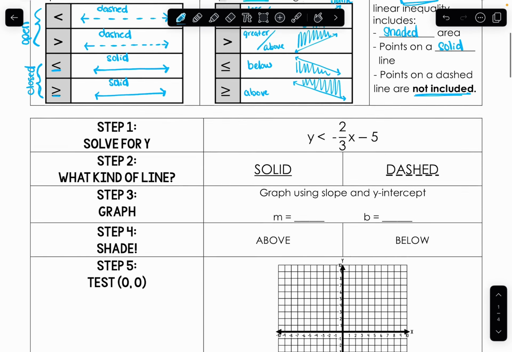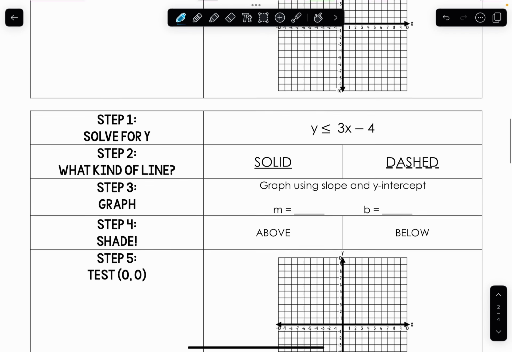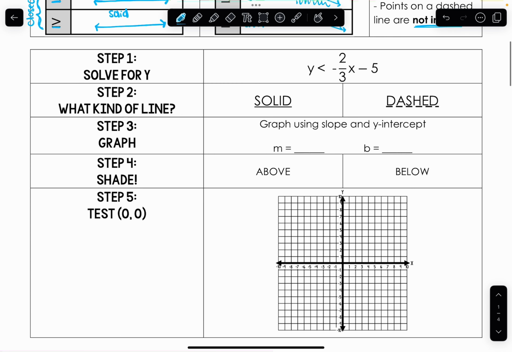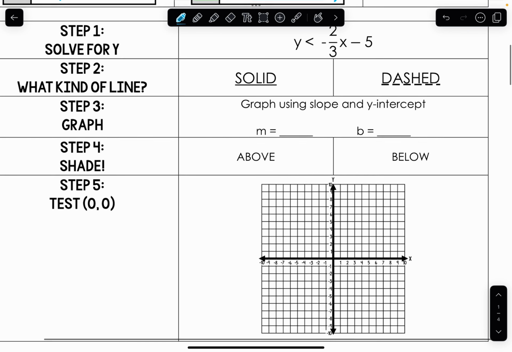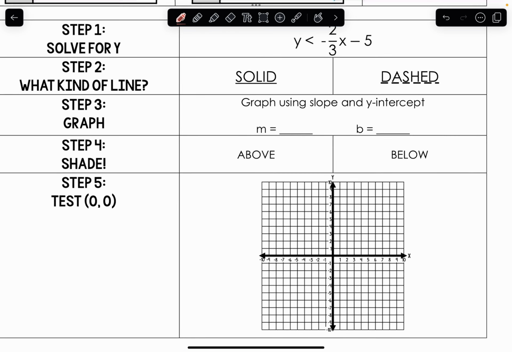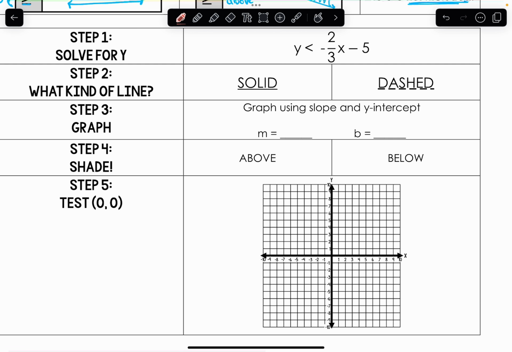Okay, so let's look at, and the way these notes are set up, they're all step by step. So try to make it a little easy on you. Okay, looking at number 1. First example, you have your inequality. You don't have to worry about solving for y today, but I'll be back for that part.